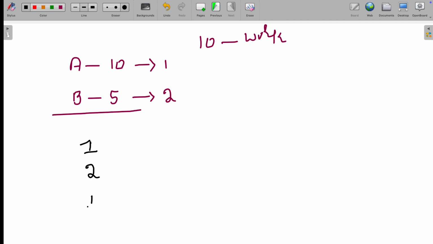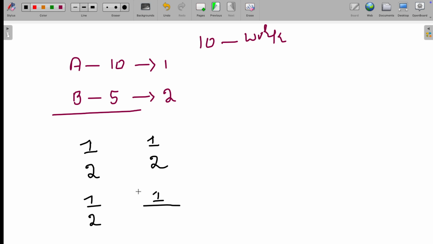A will come the third day, 1 part he will do. B will come the fourth day, 2 parts he will do. A will come the fifth day, 1 part. B will come the sixth day, 2 parts. 9 parts of work over. Correct? Yes or no? Then next day, the 7th day, A will come, 10 parts. Then 7 days. But instead of doing like this, if it is 100, we can't write it like this.